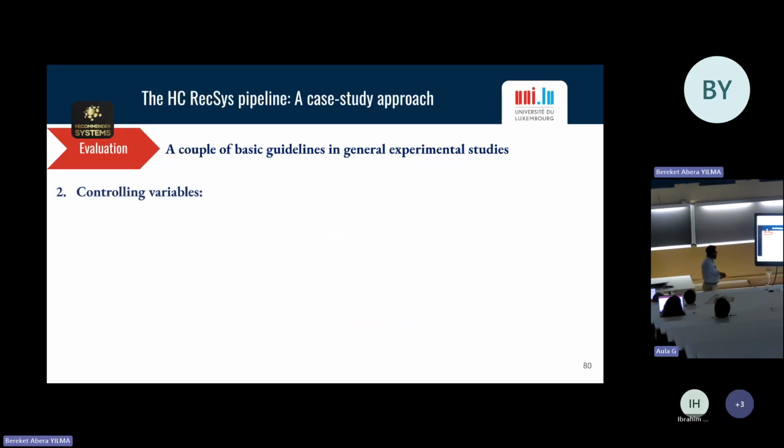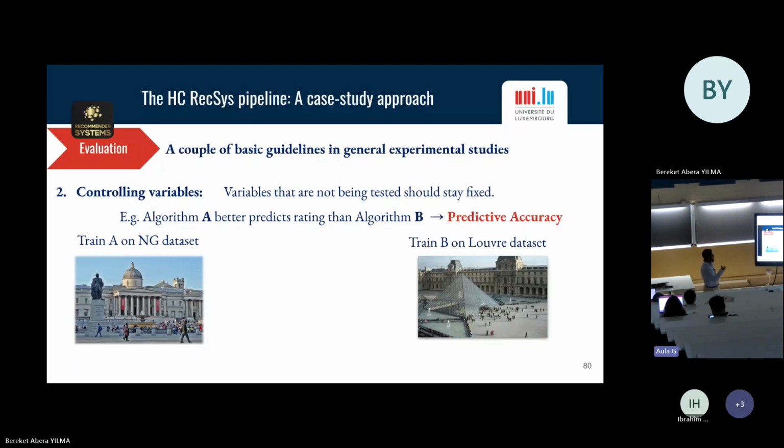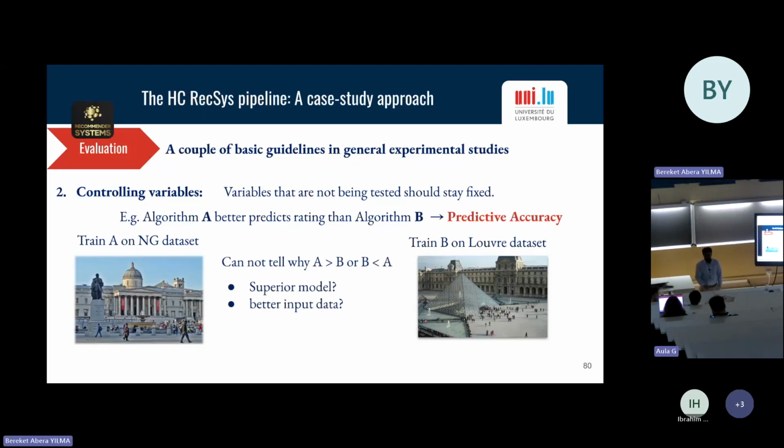Another thing is controlling variables. So variables that you are not actually testing should remain fixed. So for example, now we have algorithm A predicts a rating better than algorithm B. But you want to measure predictive accuracy, right? But if you train the first algorithm on a data set from the National Gallery, and then you train the other algorithm from another museum, you have a problem. You cannot really tell why algorithm A is better than algorithm B. So what do you do? You have to train both on the same data set.